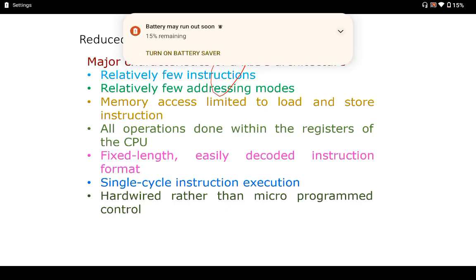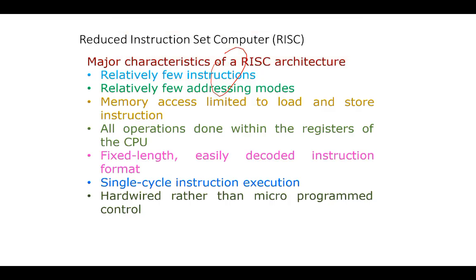The next thing is the fixed length instruction format. All RISC instructions have the same instruction length, which means all the RISC processors have the same fixed instruction length. Each instruction may occupy around 32 bits, and these 32 bits can be easily decoded into the instruction format.